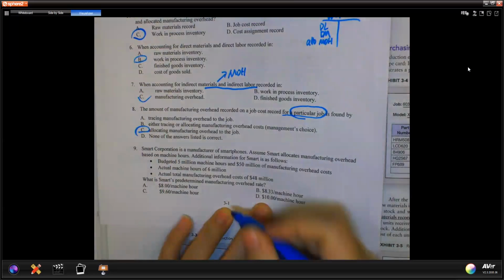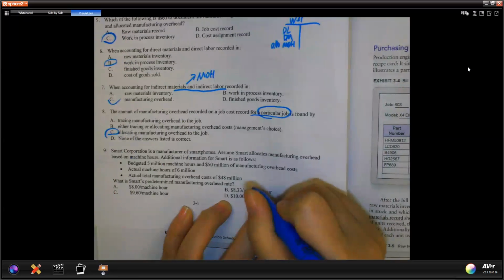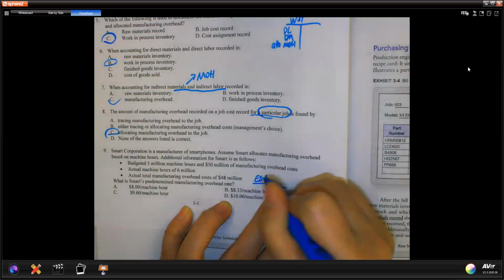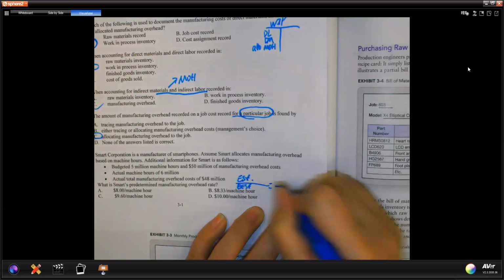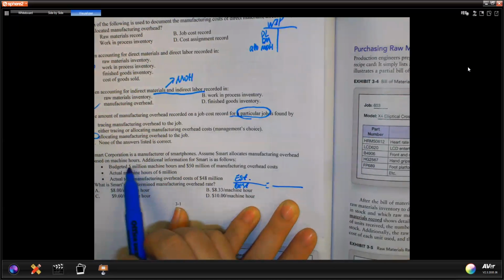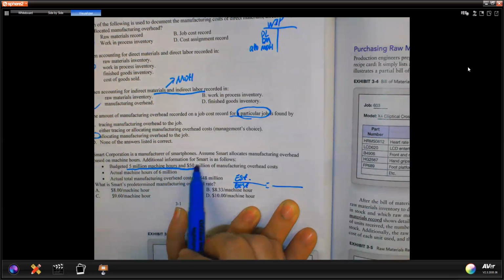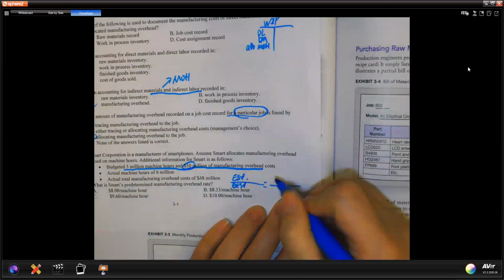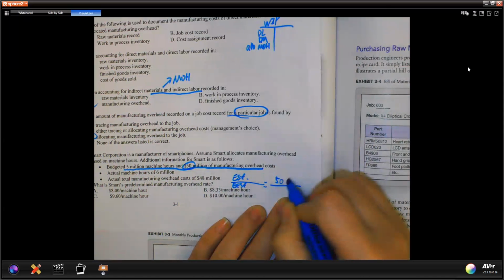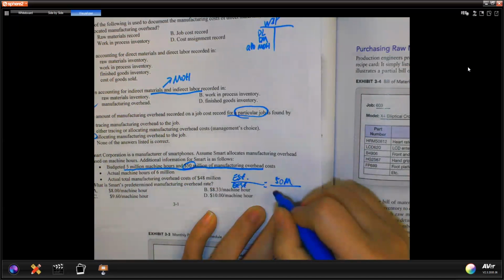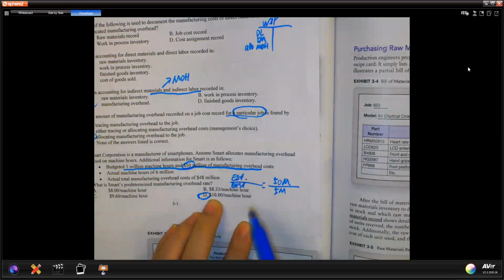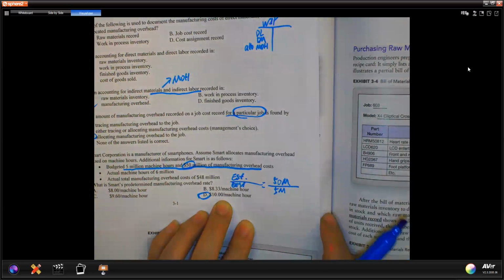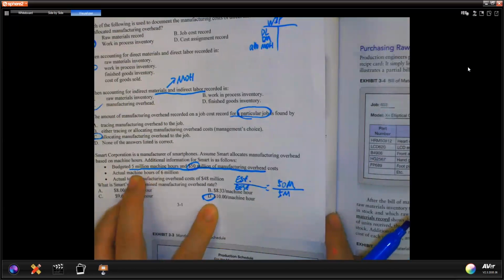Next one, talking about the predetermined manufacturing overhead rate. We said when you do predetermined, it's always your estimated manufacturing overhead divided by your estimated cost driver. It's budgeted at 5 million machine hours and 50 million overhead. So 50 million divided by 5 million gives you $10 for each machine hour.